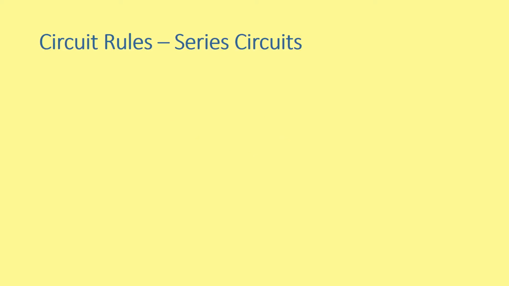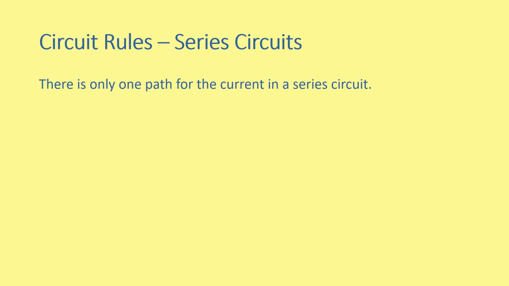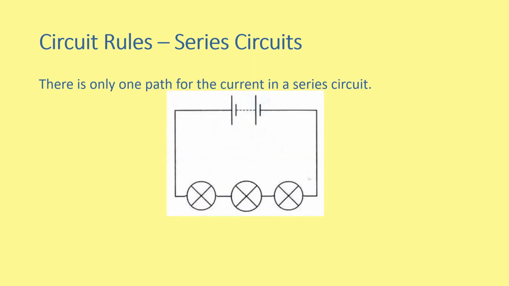Circuit rules, series circuits. There's only one path for current to flow in a series circuit. Here we have a series circuit, and we can see there's only one line for the electrons to flow. So current goes around the wire following a single path.